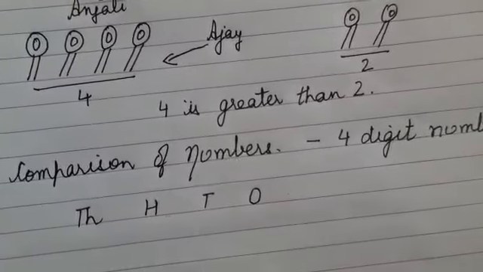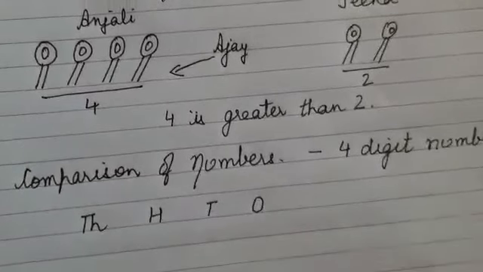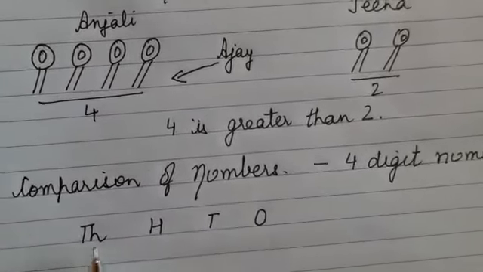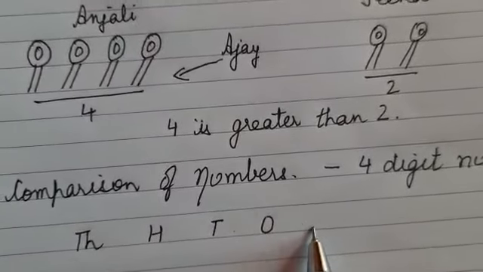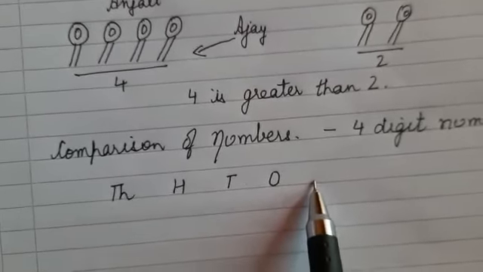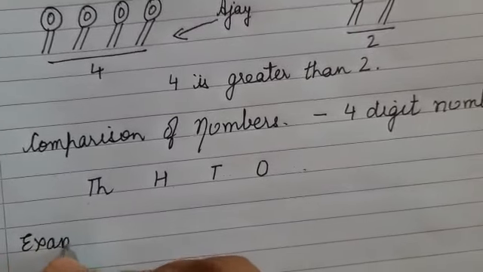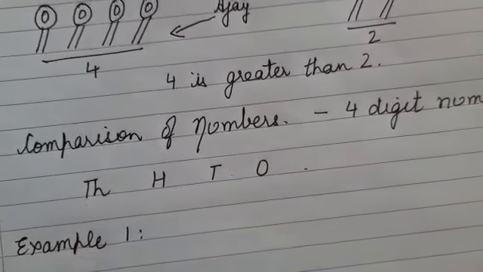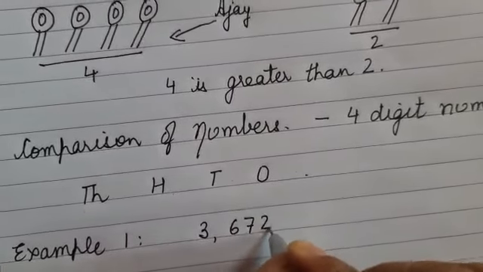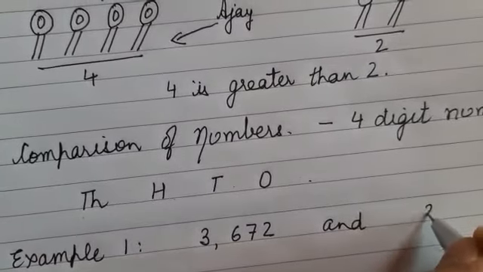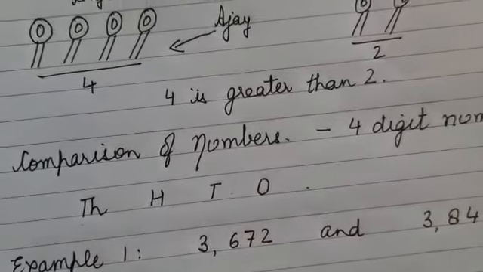Whenever we have to compare two given numbers, we'll compare first the digits at thousands place, then at hundreds place, then tens, and then ones place. To understand this, we'll take an example. Example 1. We take the two numbers 3672 and 3843. So what do we have in step 1?